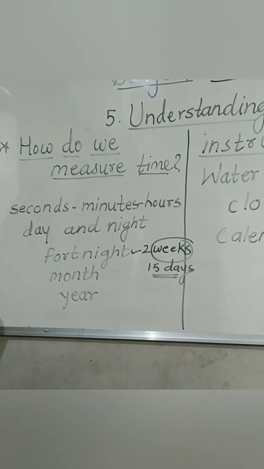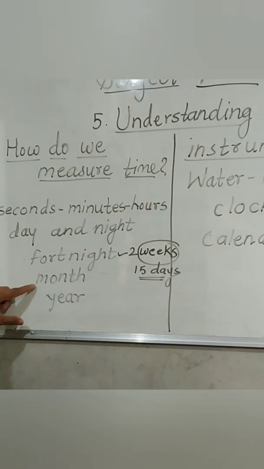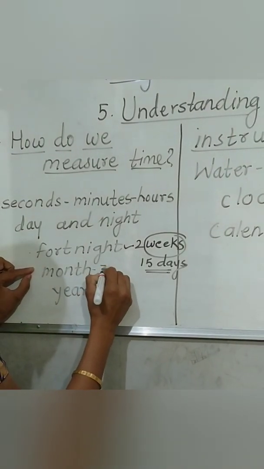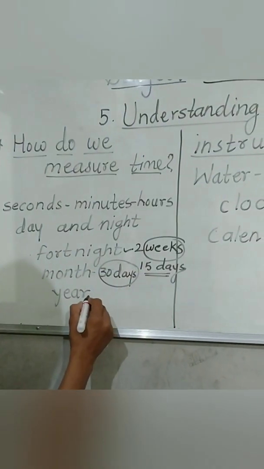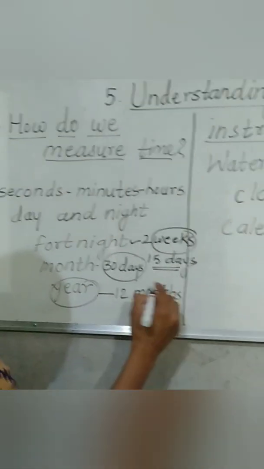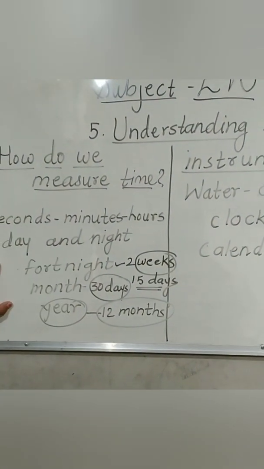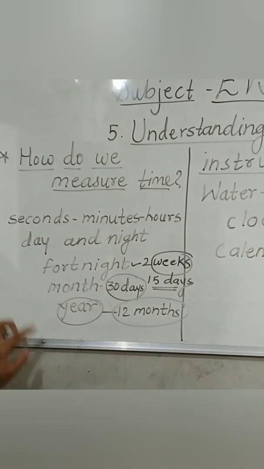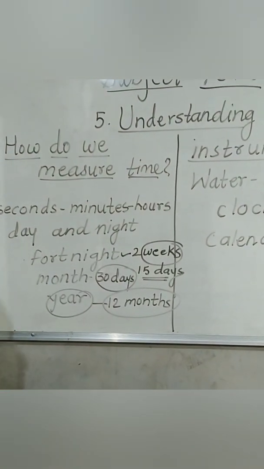A period of 15 days in the month. Next is month. Everyone knows it is a period of 30 days. 30 days means what? 1 month. Then year. We know that 12 months means 1 year. Yes or no? 12 months means 1 year. So all these things we use when we want to measure the time. Through these we measure the time, and when we want to tell about the time, we use all these words.